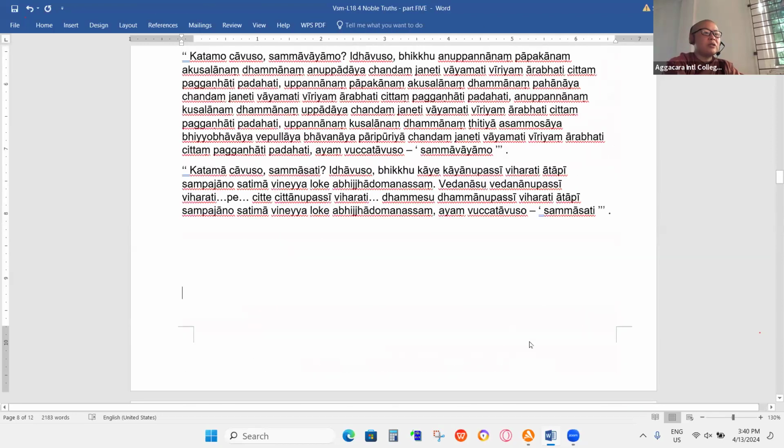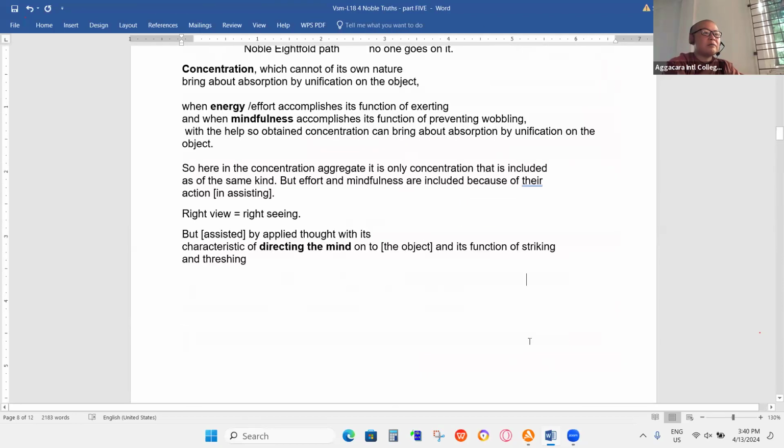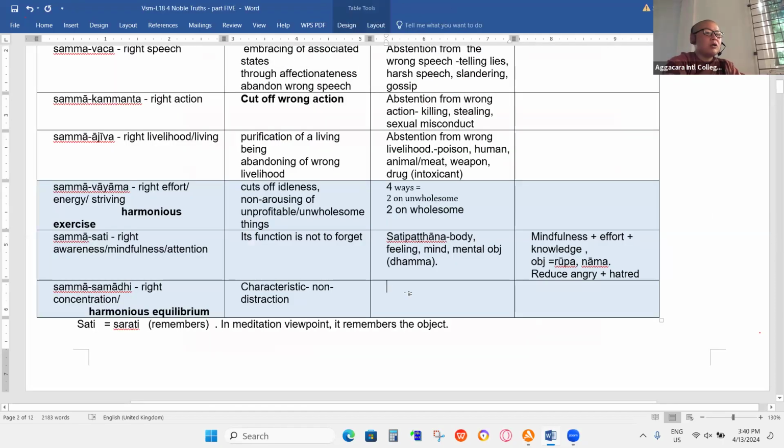Now, according to this sutta, it just means that, according to one sutta, the sutta here, there will be a need to have 4 jhanas. Yes, okay.